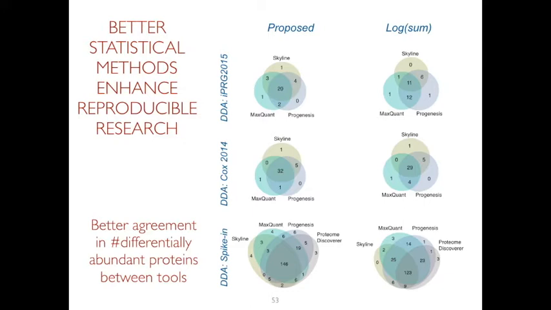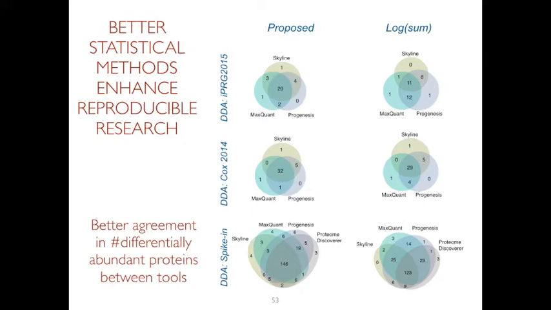So what we try to do is to take different data sets. This is 3 DDA data sets, all of which we know the true answer. Each of the data sets was processed with multiple tools. We looked at all pairwise comparisons among the true changes, and we wanted to see how many true changes we find overall across all the tools. What is interesting is that with the proposed method, there's a lot more agreement between data processing tools than if we use a log sum.